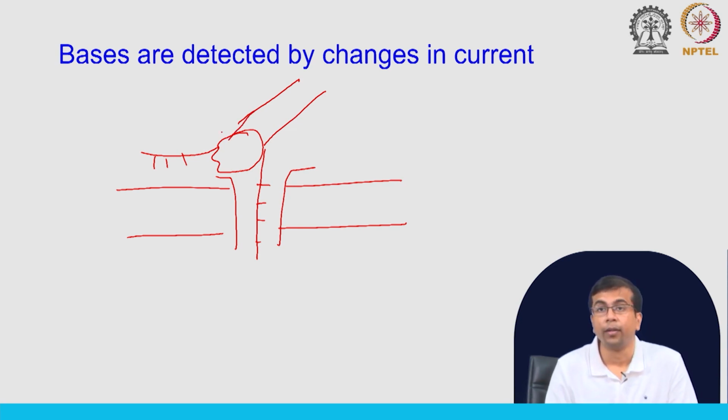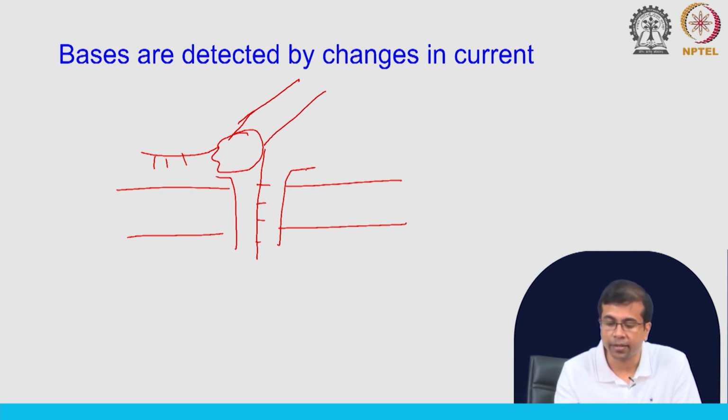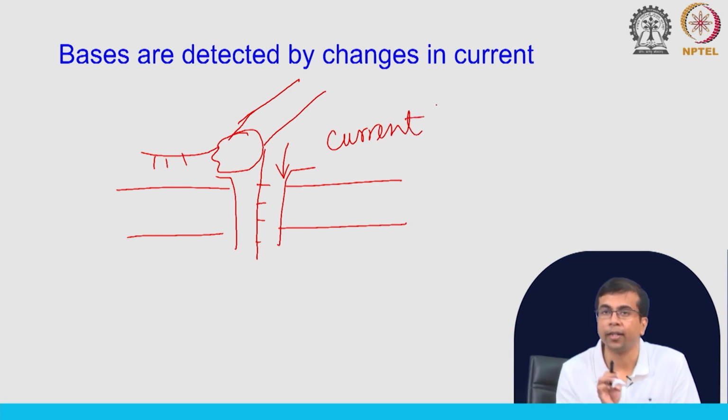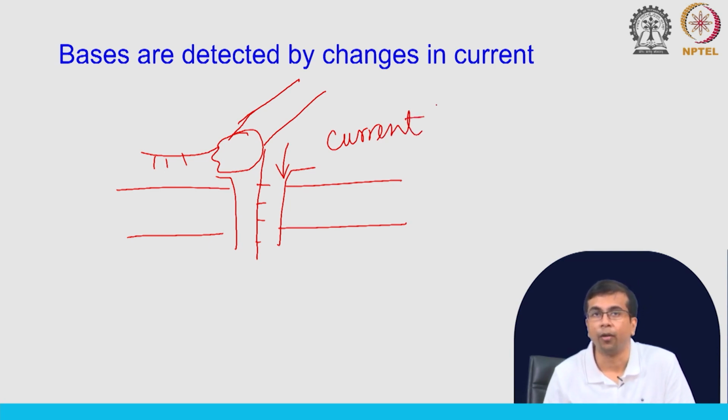Okay. Now, how do you actually detect these bases? As I said, this is a direct DNA sequencing. So, how do you actually detect this? Okay. So, it turns out there is a current that is applied across this nanopore. It is a picoampere current, so a very small amount of current that is applied through this nanopore. Now, when these DNA bases are passing through the nanopore, they actually lead to some change in the current, and this change again is dependent on the sequence of DNA that is passing through the nanopore.